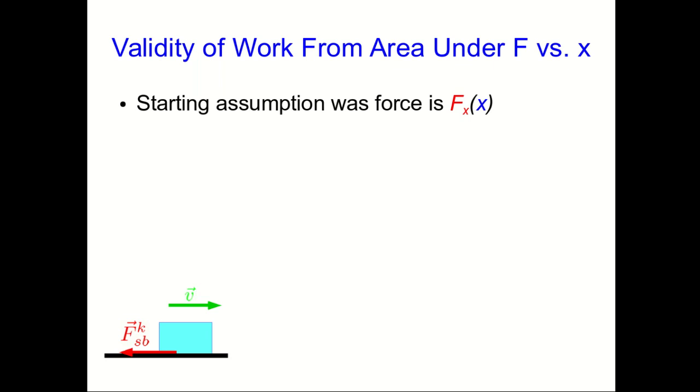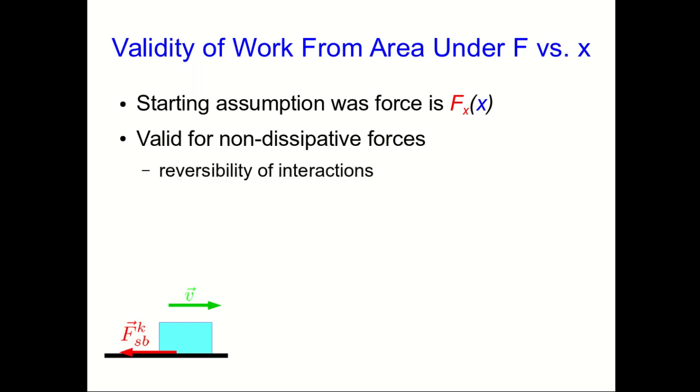So we've seen that work can be calculated from an area under a force versus position graph. But when is that valid? Our starting assumption was that the force had to be position dependent only. That turns out to be valid for non-dissipative forces, and we can argue it from reversibility. If we reverse the velocities, that's just like reversing time, and by reversibility the forces shouldn't change, so the forces must not be velocity dependent.